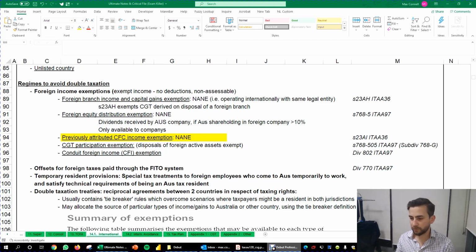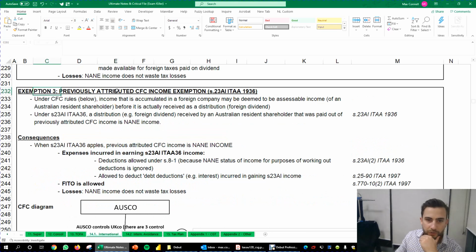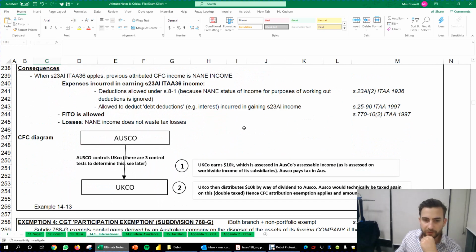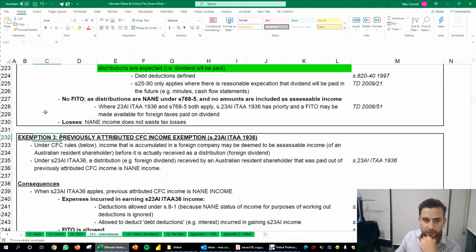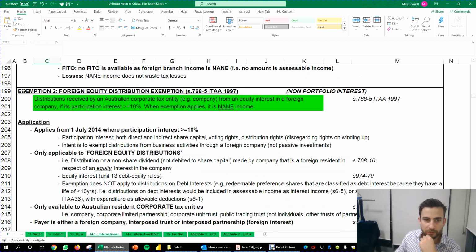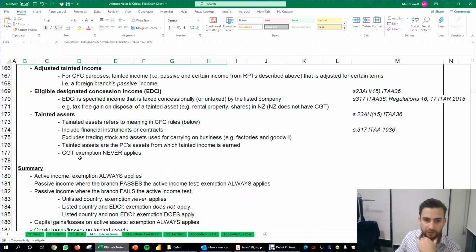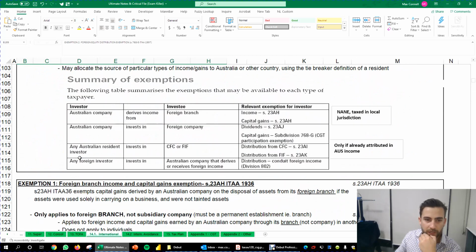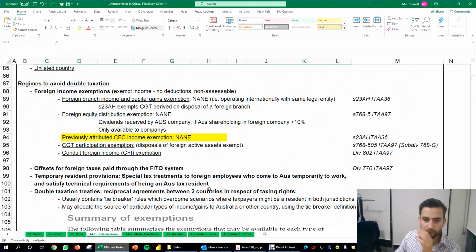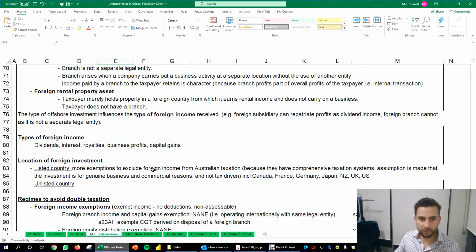Now, I've highlighted this one because a lot of people have trouble understanding what this actually means. It would also be non-assessable, non-exempt income under Section 23AI. We'll get to it in a second, so I won't spend too long going through it, because we're going to go through each of these in detail. So there's the foreign equity distribution example and the foreign branch income. We'll get to that in a second as to what it means, but remember, CFC, controlled foreign company.